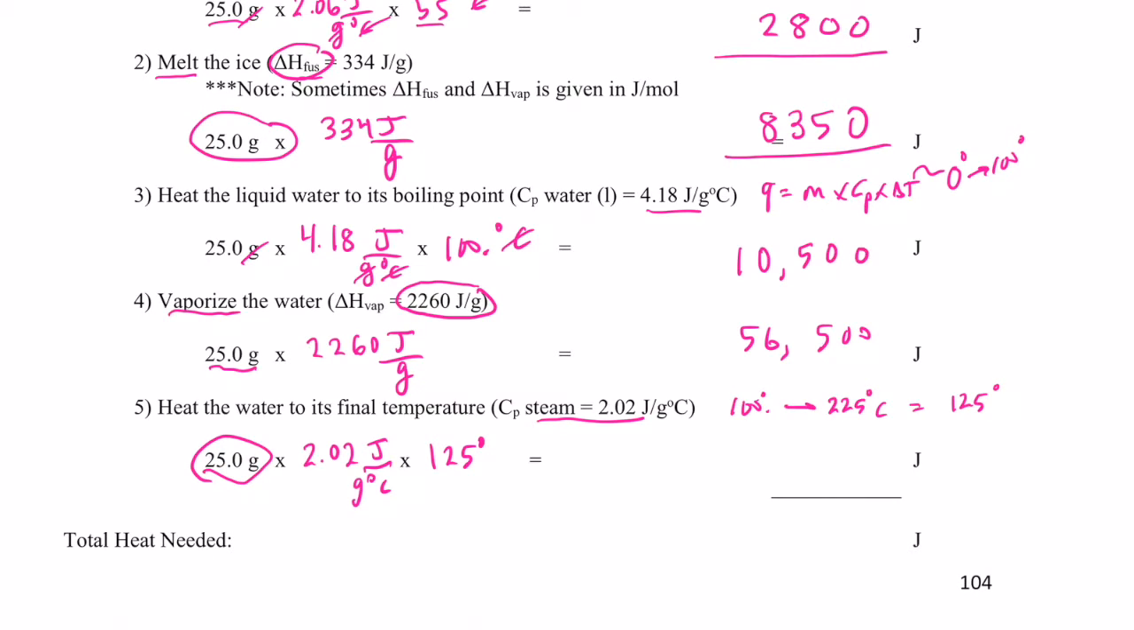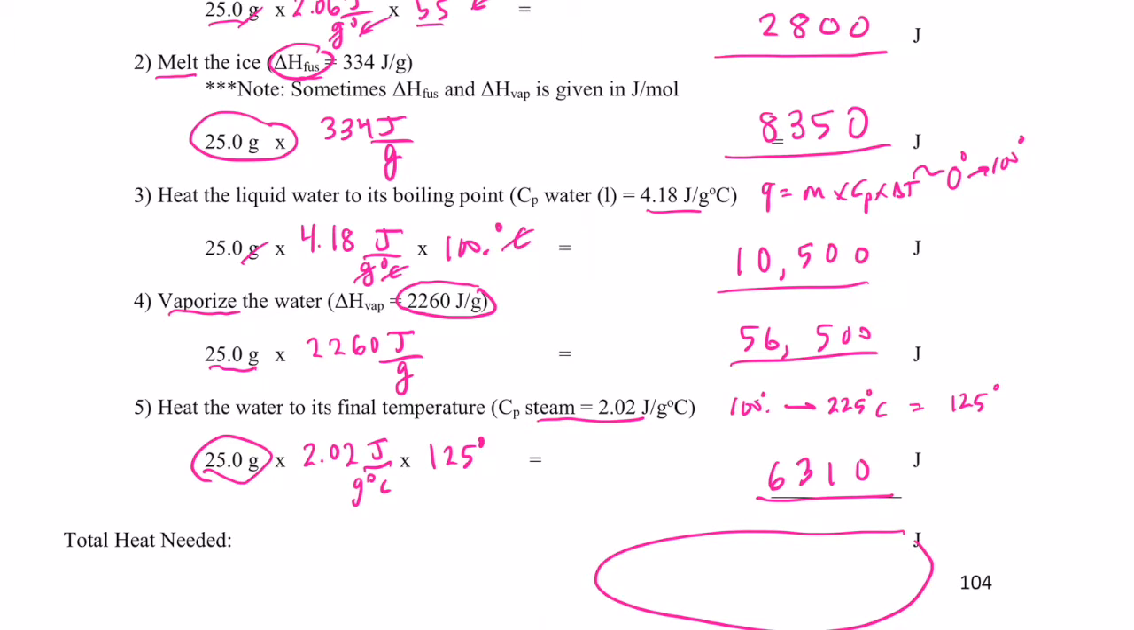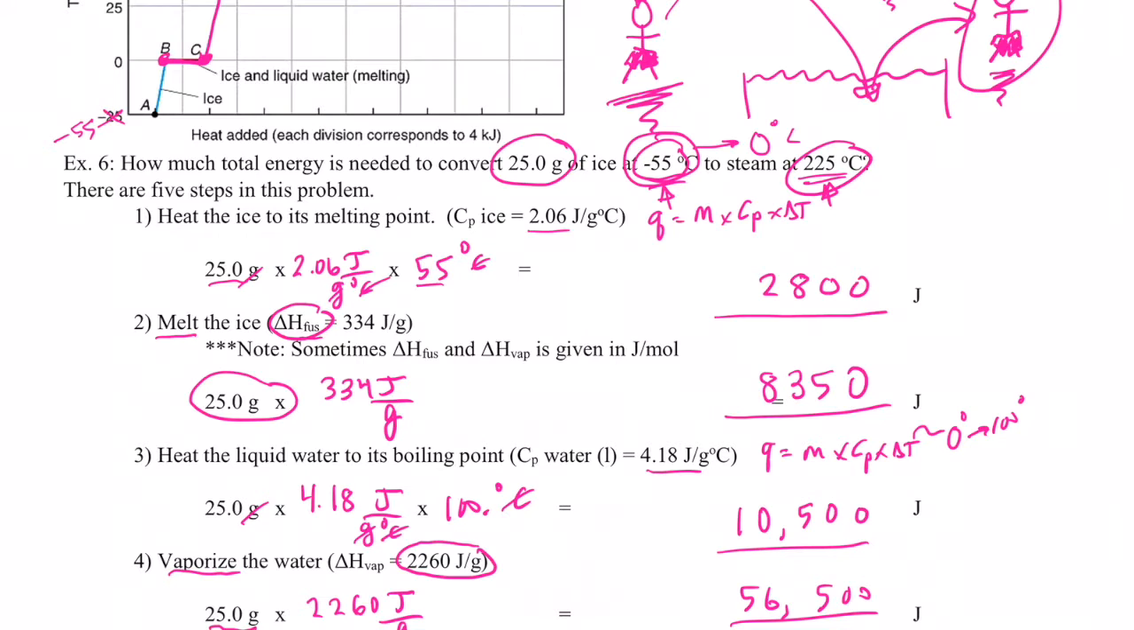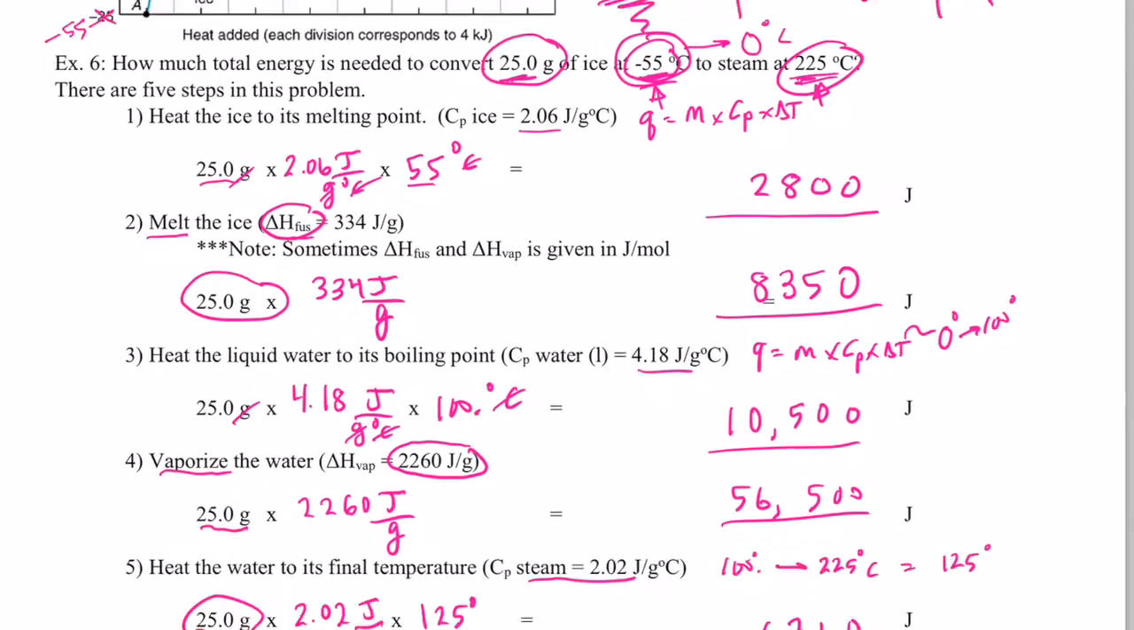So let's see how much energy is required for that step. 25 times 2.02 times 125, and it looks like we're allowed 3 significant figures again, so 6,310 joules. So we're going to have to add these together to find out the total heat that will be required for that change, once again, of 25 grams of ice from negative 55 to positive 225.